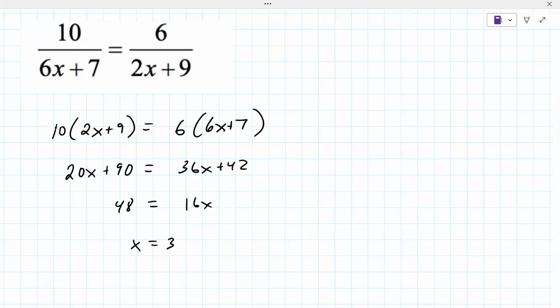Got x equals 3. You are correct. Very good. Okay, so these are the easy ones. I'm sure you've got much more difficult ones you're going to send over, ones where you have to make a common denominator, restrict the domain, things like that.